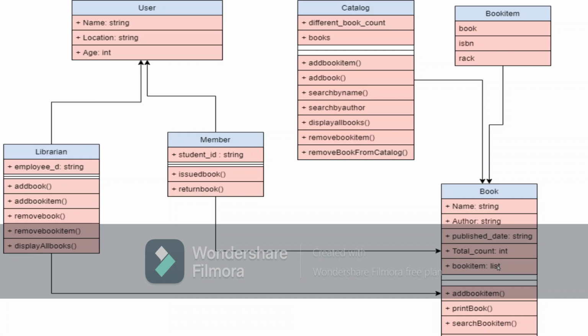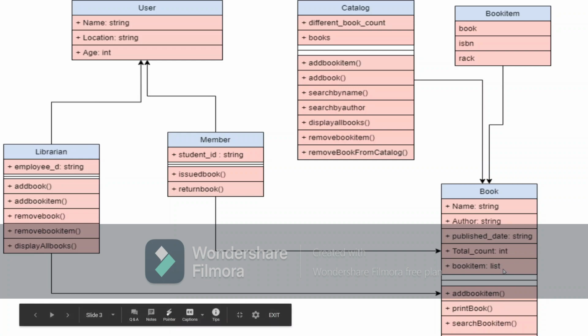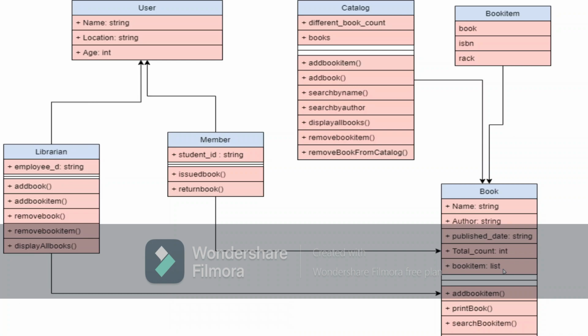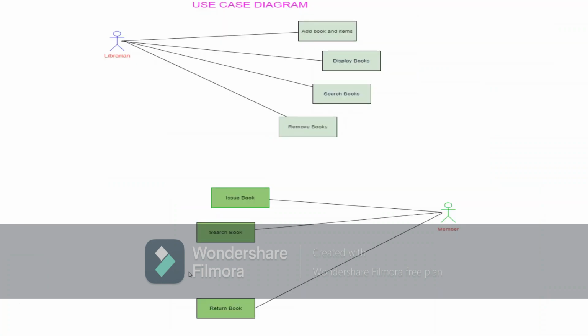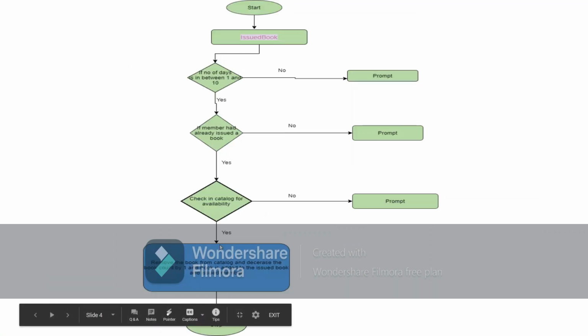Then they have three functions: add book item, print book, and search book item by author or by name. So this is the class diagram for the library management system. Now let's see the flowchart for issue book.